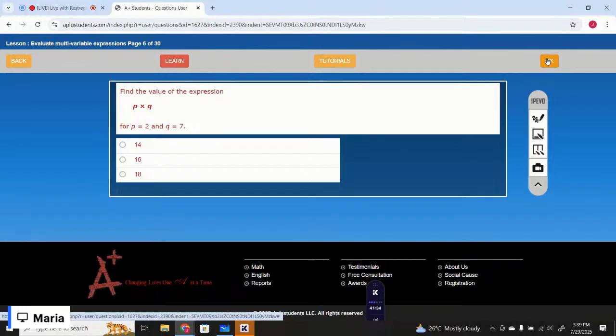Find the value of the expression p times q. So p is 2 and q is 7. So you have to do 2 times 7. 2 times 7 is 14. Option number 1 is the correct option.